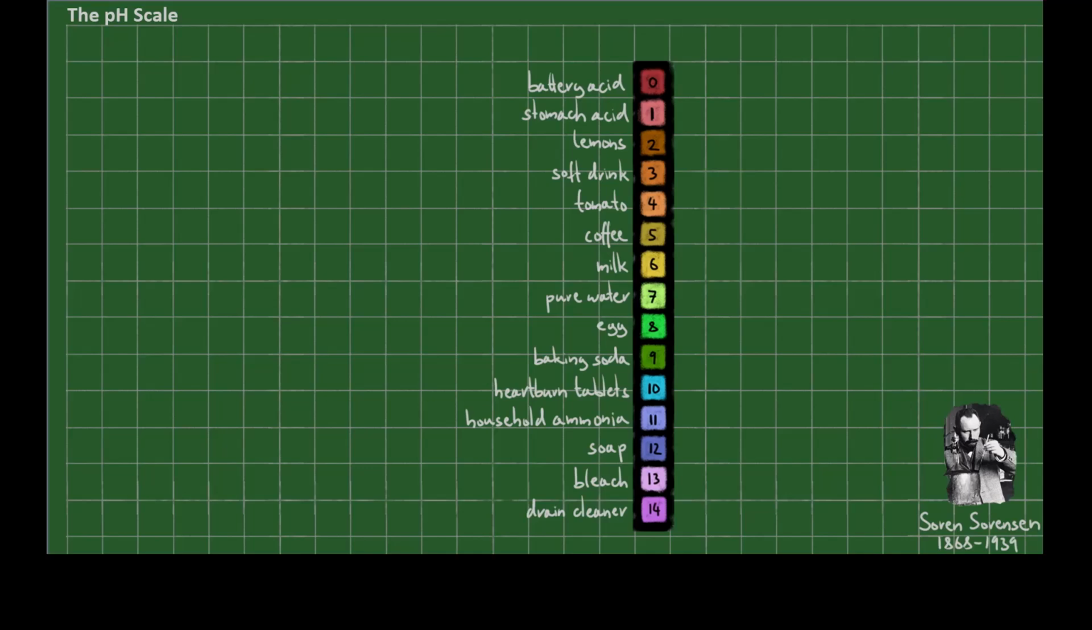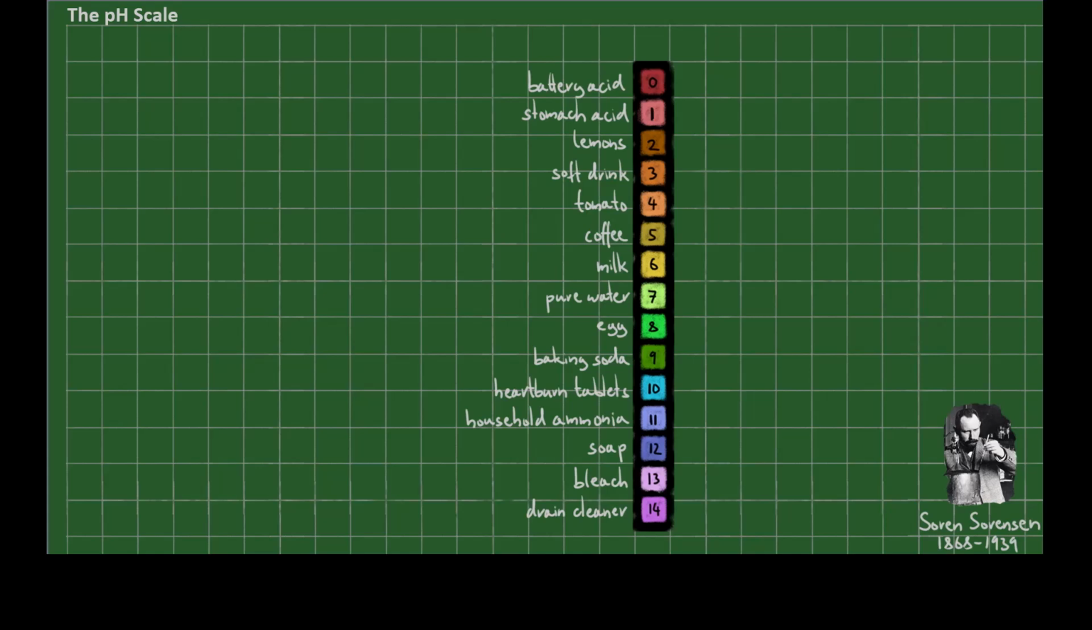The scale was developed by the Danish biochemist Søren Sørensen. Although this scale is now used across many fields of science, its initial development had to do with beer. Søren was working for the Carlsberg Brewing Company, and the pH scale was developed to help with the production of better tasting beer with consistent flavor. This is why chemists are popular at all the best parties.